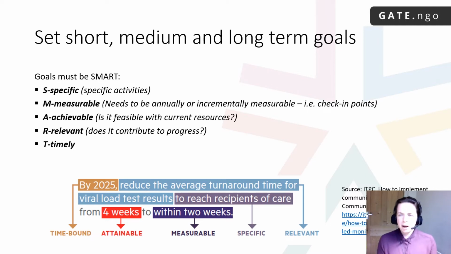And here's an example from ITPC, again, on a goal that is time-bound by 2025, attainable, setting the deadline of 4 weeks, measurable, setting how they will frame that measurement within 2 weeks, specific, then noting the audience, so this could be trans people, or intersex people, or gender diverse people, and it's relevant. So saying how it's going to contribute to progress by reducing the average turnaround time for viral load tests.